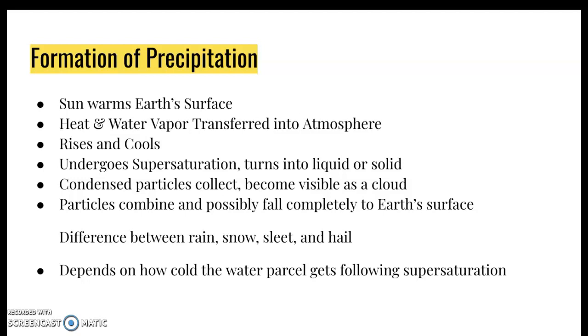And then particles combine and possibly fall completely to Earth's surface. Some may not make it all the way. And the difference between rain, snow, sleet, and hail depends on how cold the water parcel gets following supersaturation. So if it just gets cold enough to cool and collect as water droplets, then it'll fall as rain. But if it gets cold enough to completely freeze and fall as ice, then it would go all the way up to hail, with snow and sleet being somewhere in between.